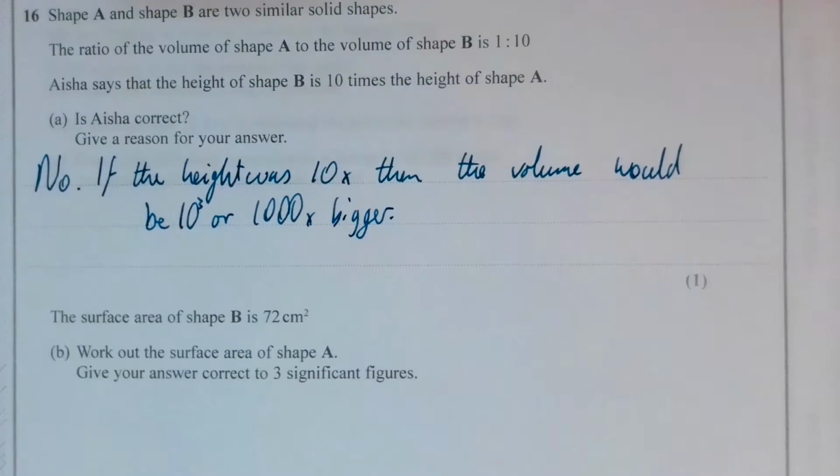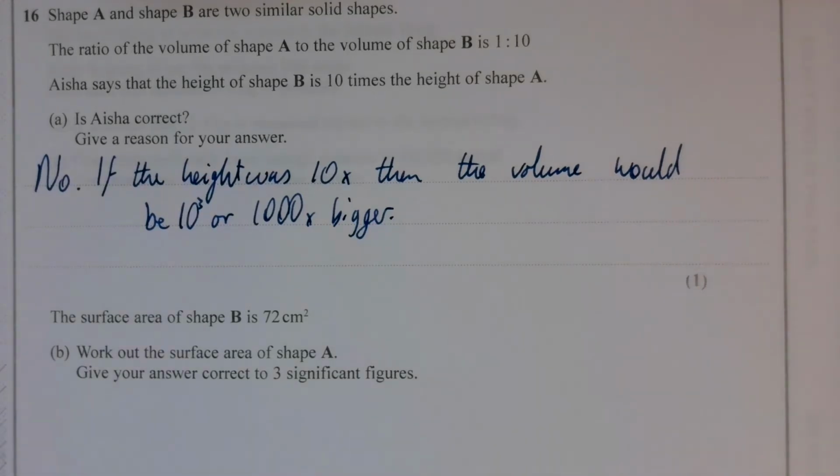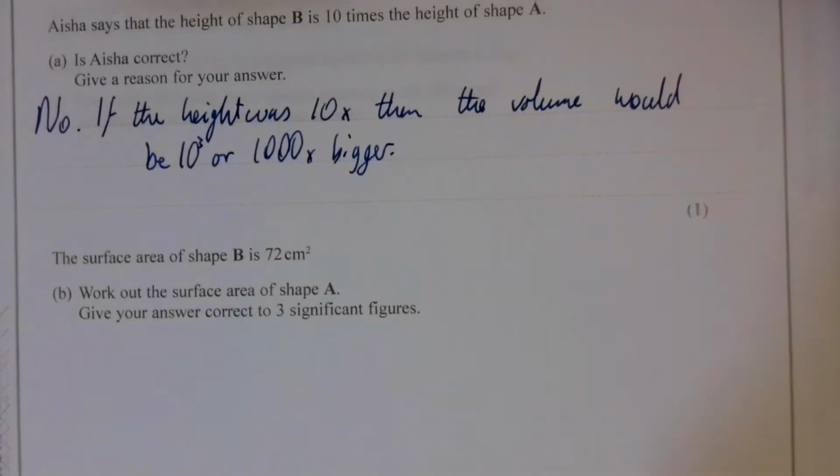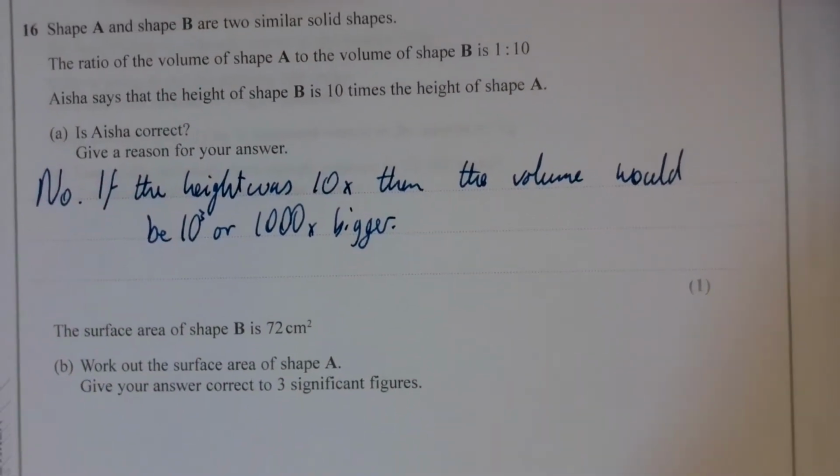It does say in the mark scheme that if you've put 2.15 times, because 2.15 cubed is very, very close to 10, so you may have done something like that. The surface area of shape B is 72 centimeters squared. Work out the surface area of shape A.